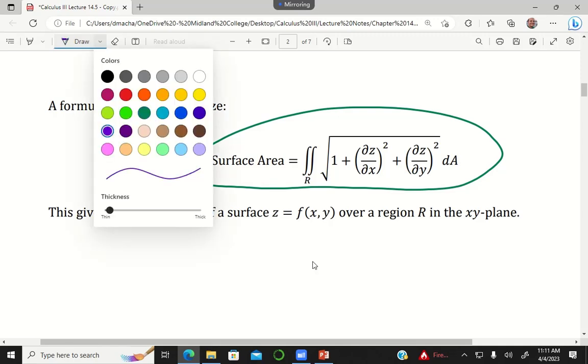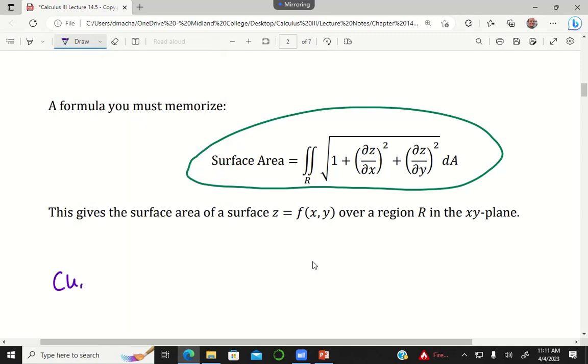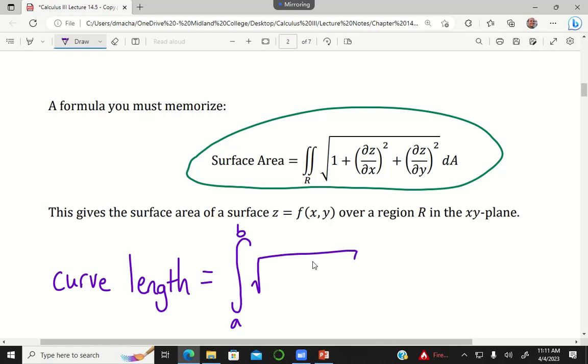I think this one's easy to memorize because if you remember in Calculus 2, we were calculating curve lengths in the xy plane, and we said that the curve length was just the integral of the square root of 1 plus (dy/dx) squared dx.